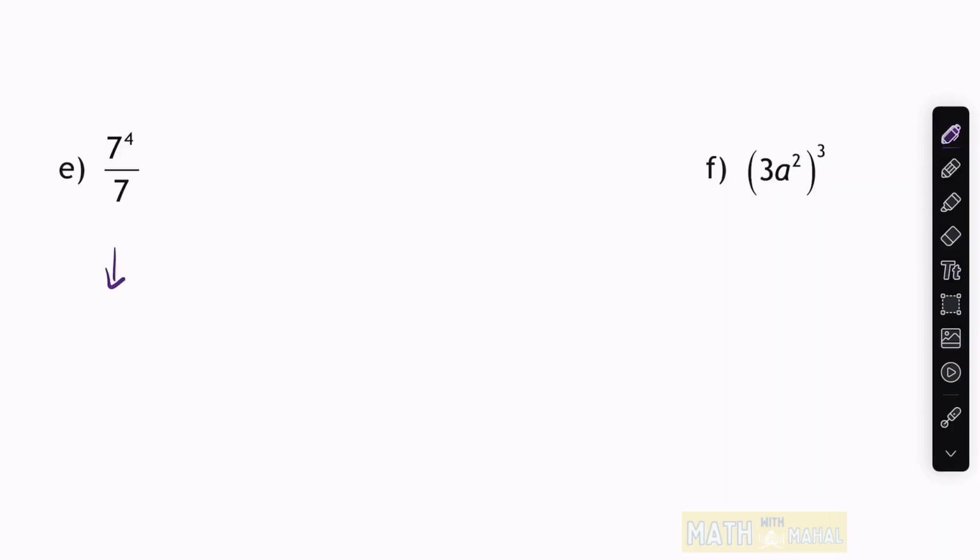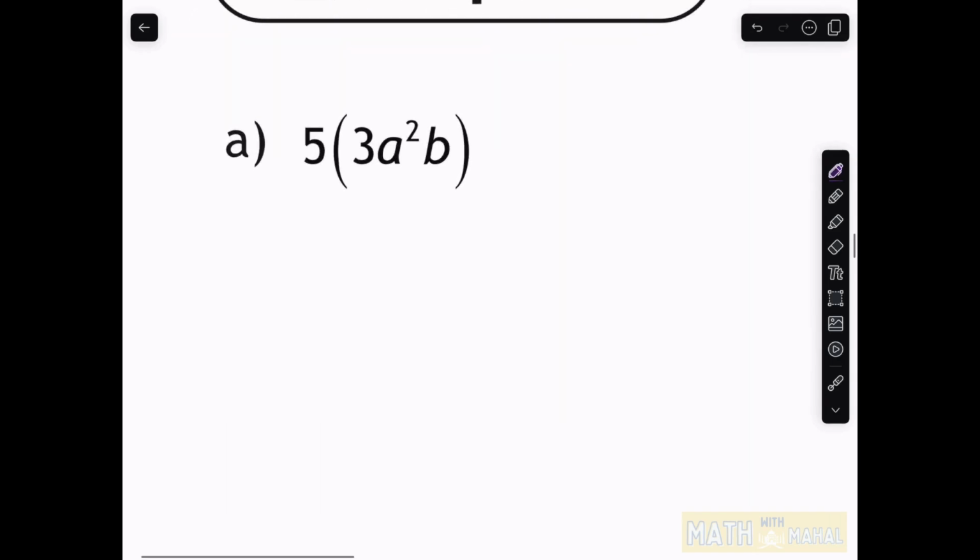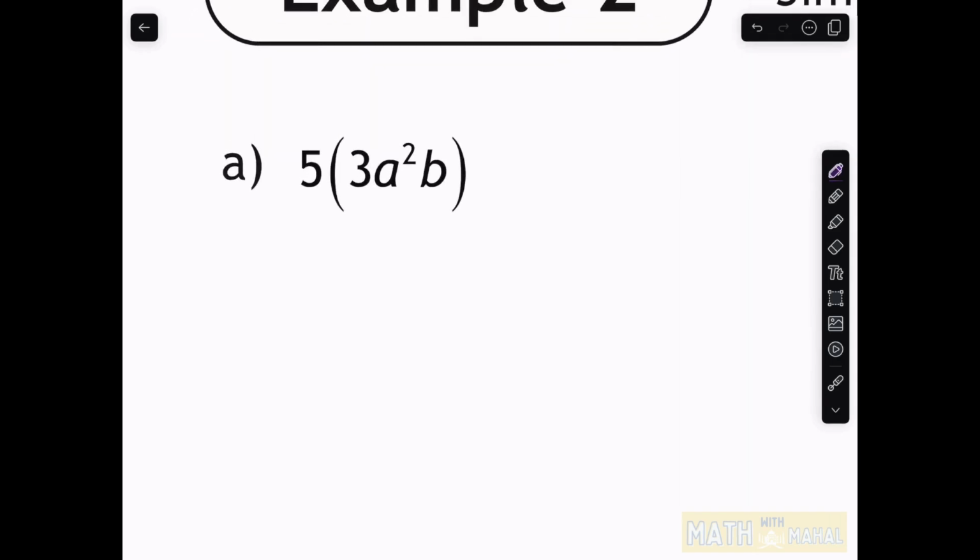All right, so our answer for E is going to be 7 to the power of 3. And our answer for F is going to be 27a to the power of 6. Okay, so these are the examples that I would say are probably closer to grade 10 stuff, with example 3 being really close to grade 10 stuff.